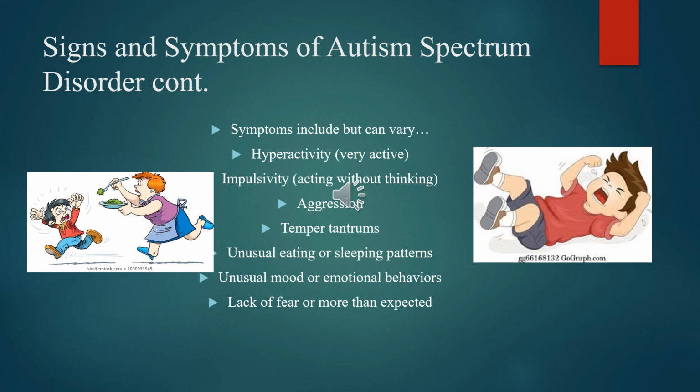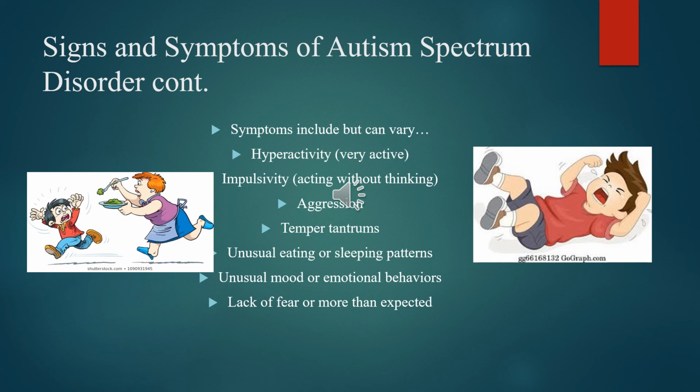Slide number 8 is a continuation of signs and symptoms to look for in children who may be on the autism spectrum. Symptoms may include, but can vary, hyperactivity. The child may go from one activity level to the other, such as going over to play with the sensory bags, and then from there going over to pet the classroom guinea pig, and then from there going down the slide.